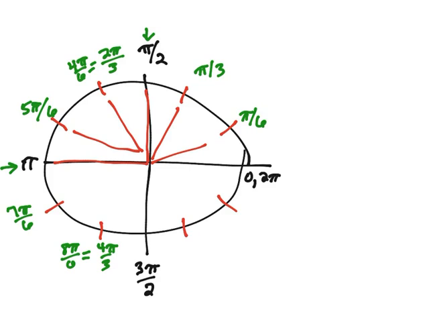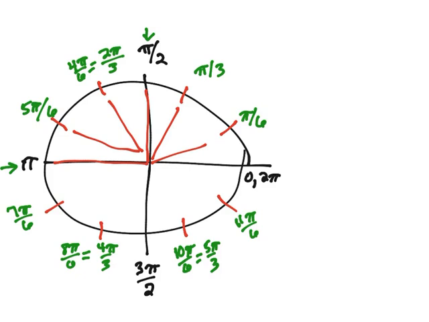All right, so that's 9 pi over 6. Then we get 10 pi over 6, which reduces to 5 pi over 3, and then 11 pi over 6. And if we kept going, I'd get 12 pi over 6, which is back to 2 pi.